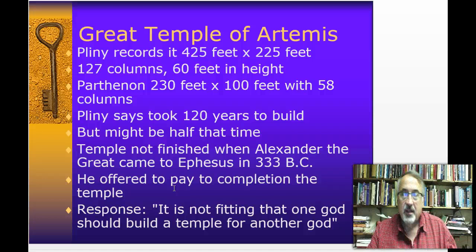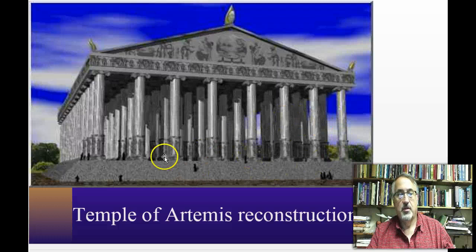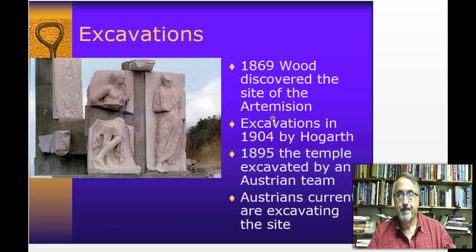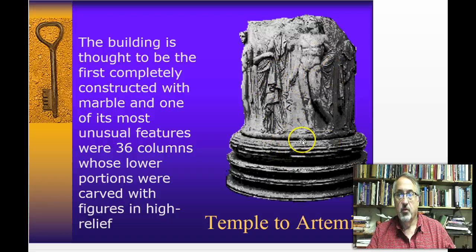Here's a reconstruction of it. It would have been huge. Huge, huge temple, just staggering. And of course, almost nothing of it is left today. A lot of excavations in this city, starting all the way back to the mid-19th century. A lot of Austrians have dug here and continue to dig here. Excavations ongoing at Ephesus. It's a world-class site. Here is one of the column bases from the Temple of Artemis.